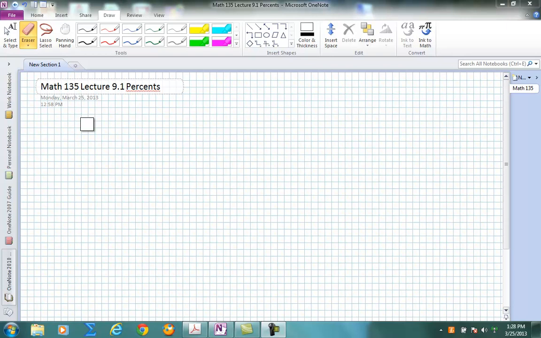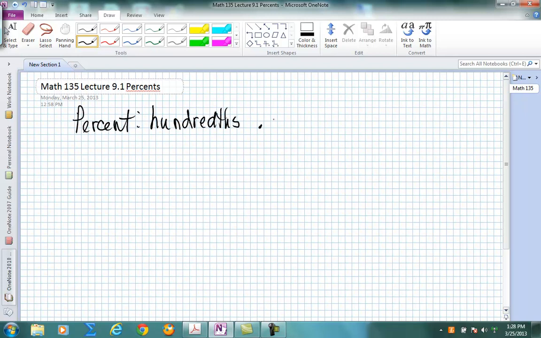In section 9.1, we're going to be talking about percent. The word percent means hundredths. And we can write hundredths as a decimal, or we can write hundredths as a fraction. It means 1 out of 100, or 1 penny out of $1.